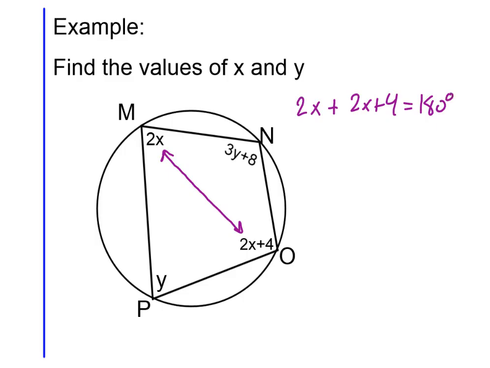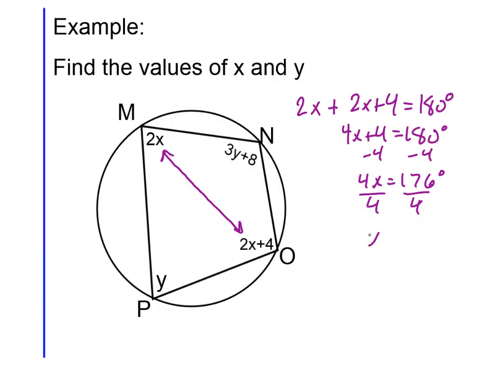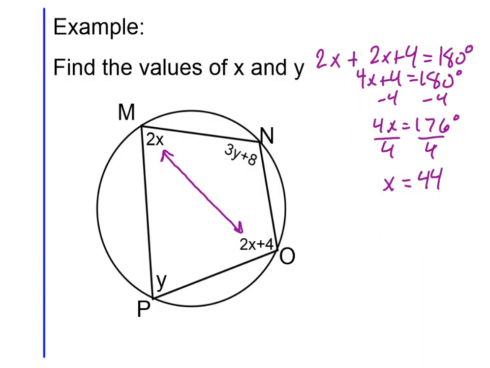Now it's time to simplify and solve for x. 4x plus 4 equals 180 degrees, minus 4 on both sides, and I end up with 4x equals 176. Divide by 4 on both sides, and x equals 44. Now let's work on the y's. That would be my y and my 3y plus 8. Those also are opposite of each other, and they add up to 180 degrees.